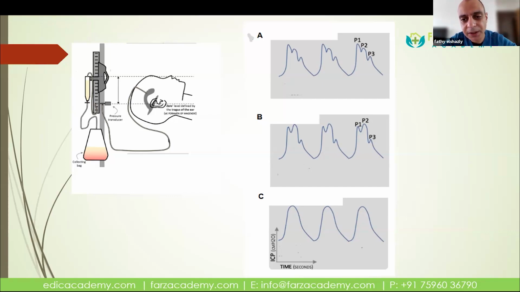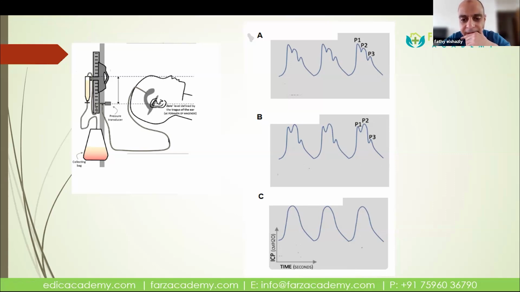Usually, this B3 is, I forgot the reference, but usually this is the peak, and the percussion, and then the diastolic. B3 is the diastolic wave. Obviously, what I can see here in B1, it's a normal trace. B2, there is increased intracranial pressure, because the P2 is higher than the P1.